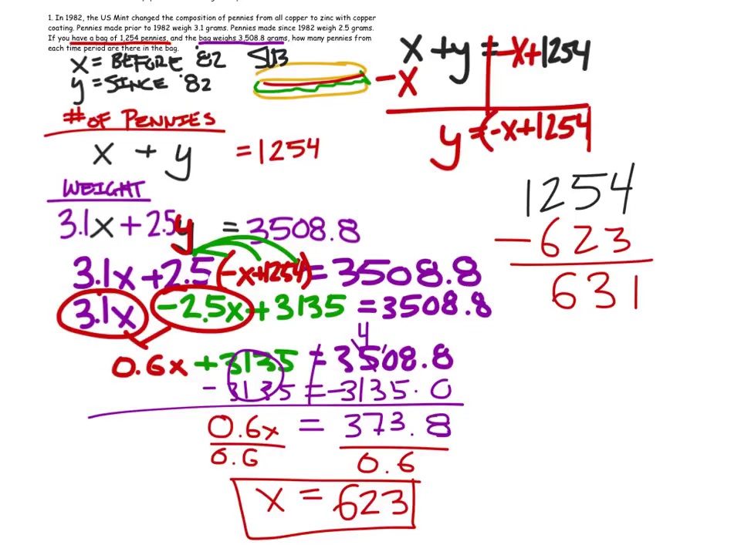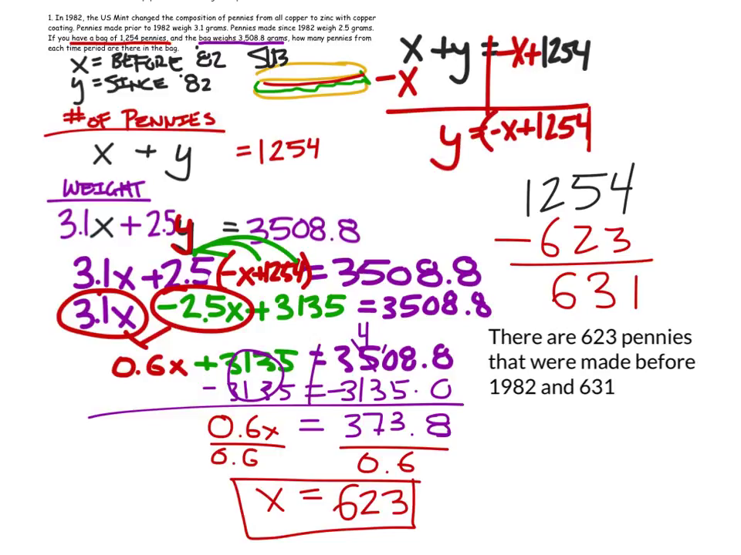Now we need to write this as a sentence because it told us to. So let's write this as a sentence. There are 623 pennies that were made before 1982 and 631 made since 1982. That is it.